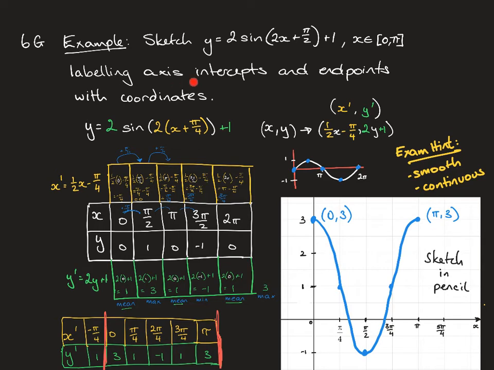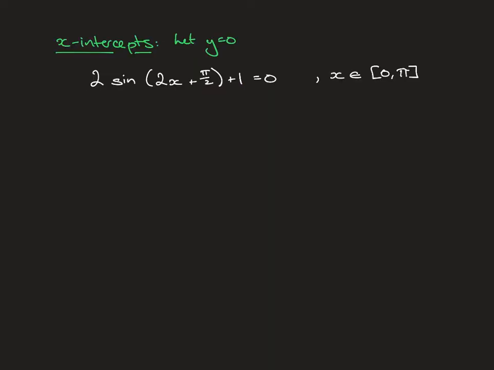So let's go ahead now and do x-intercepts. To find x-intercepts, we let y equal to 0, and that's what I've done here. And we're going to solve this equation for x is an element of 0 to infinity, for x between 0 and infinity. So we're just back to our normal solving of trig equations. So the first thing we do is write this, so sine of something is equal to something else.